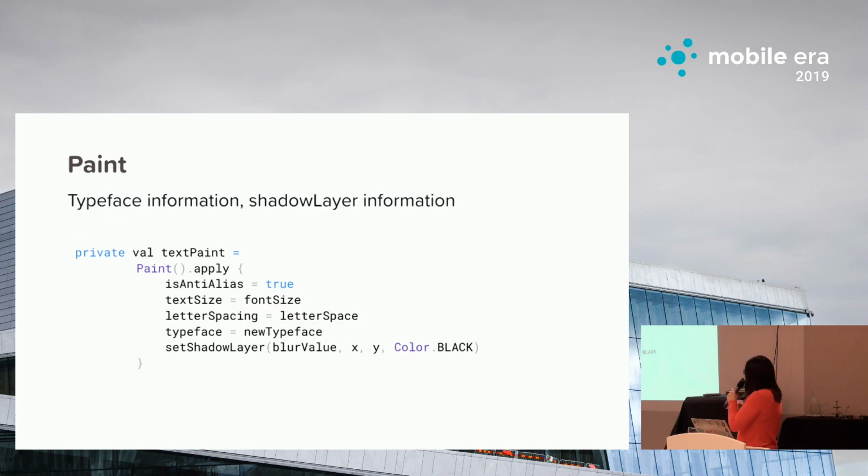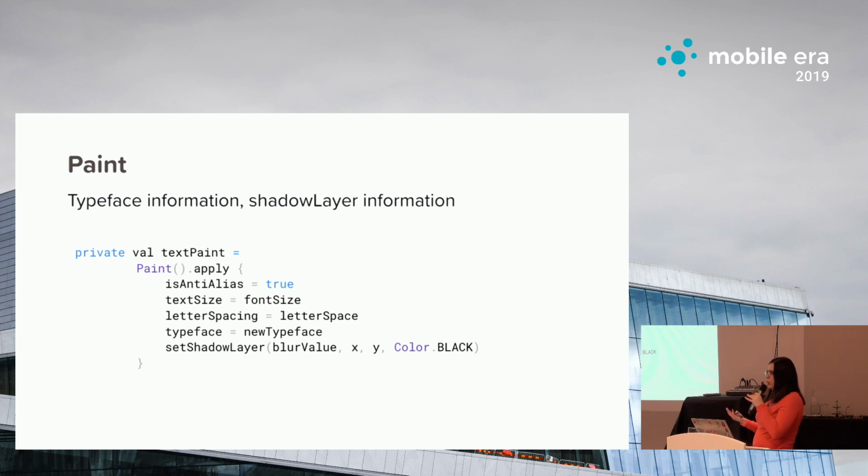But Paint can also store other things such as letter spacing, your typeface, so the font that you've chosen, and the text size, that kind of thing. But also, interestingly, it has this method called set shadow layer, and that allows you to create a shadow. We'll go a little bit more into how this works in a few slides, but just remember you can set a shadow layer on a text paint as well.